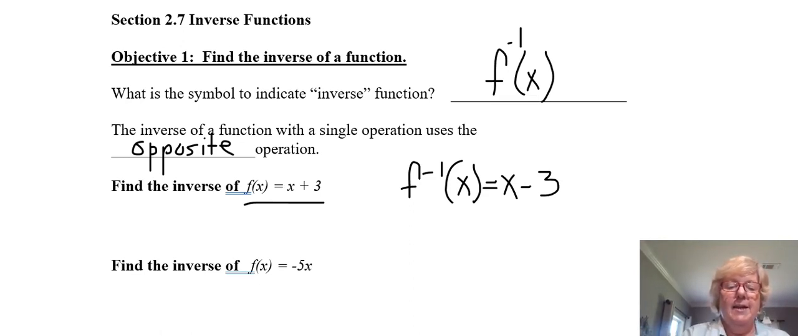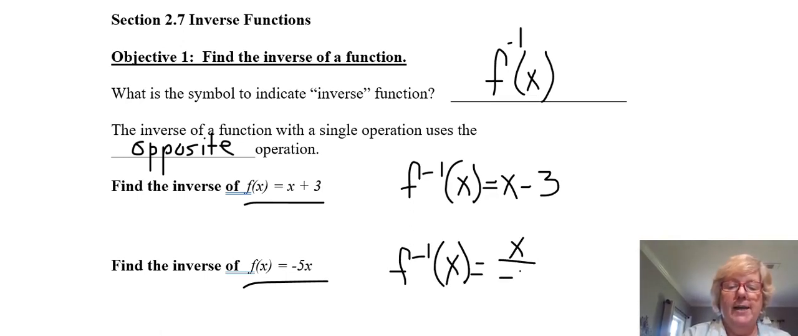In this second example, f of x equals -5 times x. What's the opposite of multiplying? It's division. So we would write that as f inverse is equal to x divided by -5. I'm using a fraction here to indicate division.